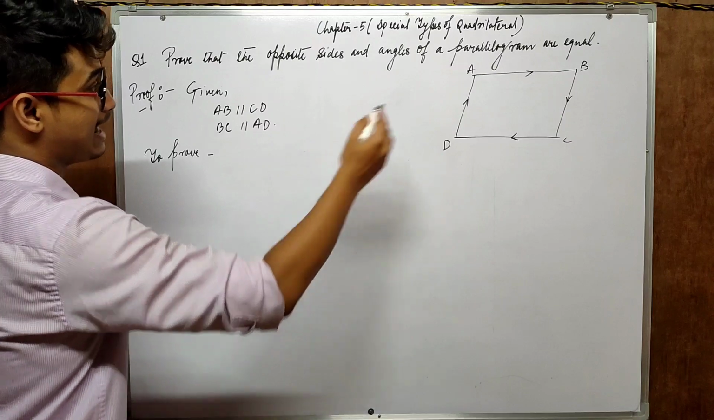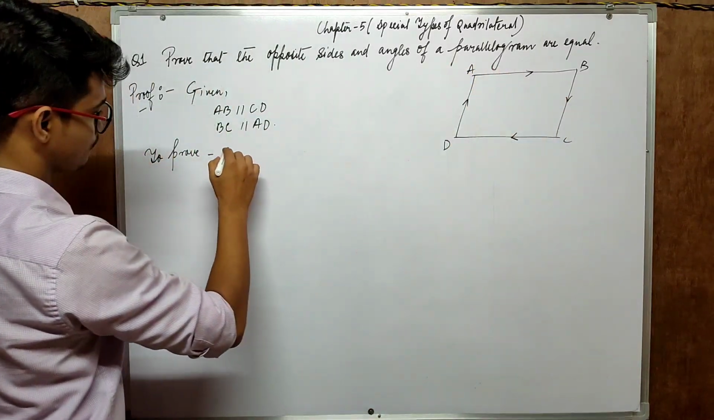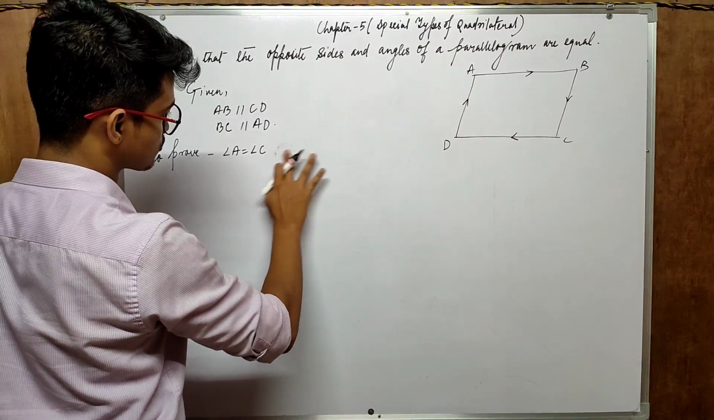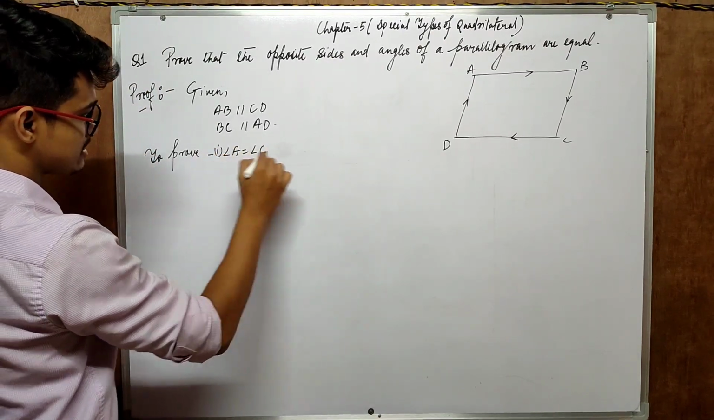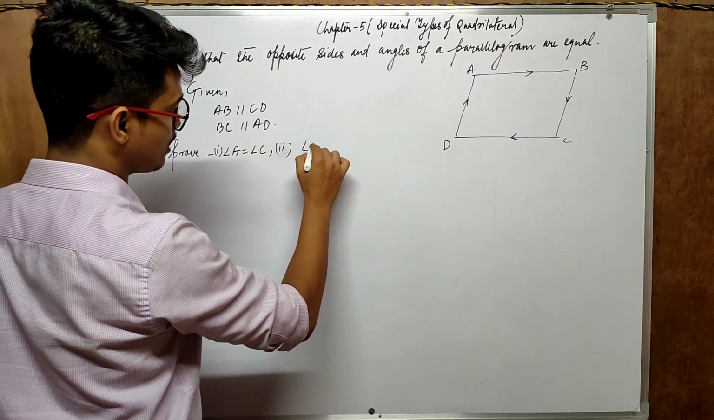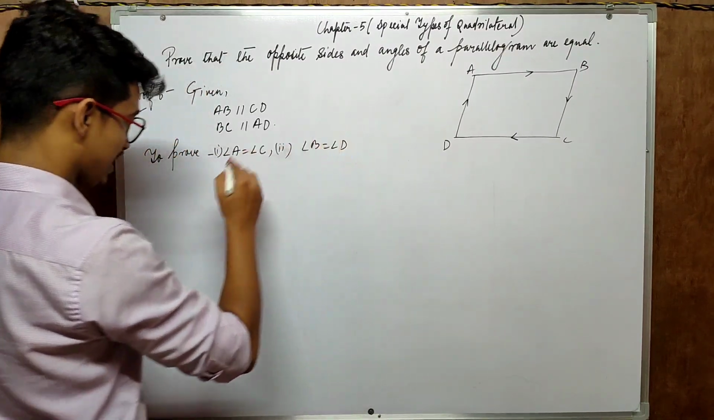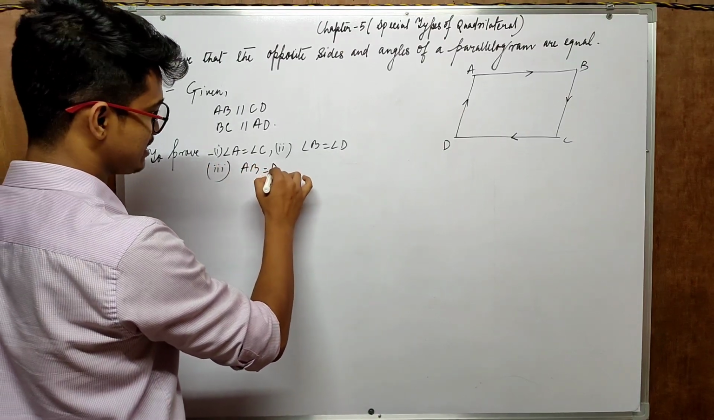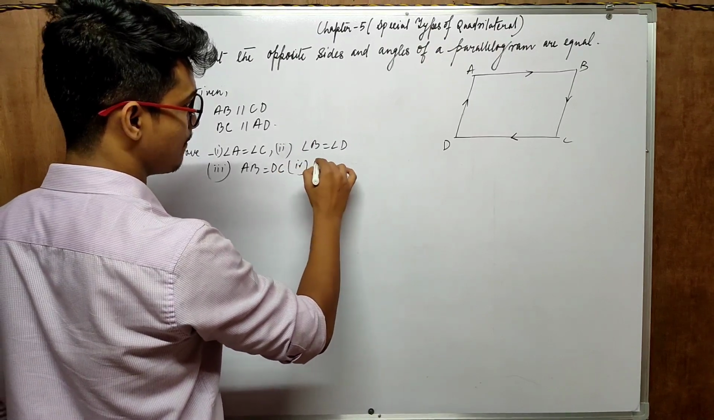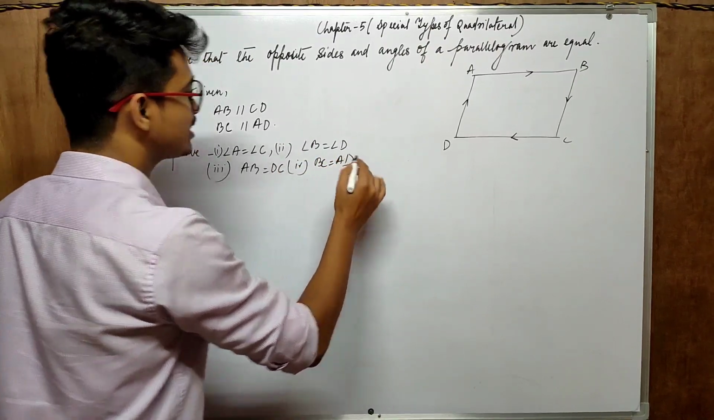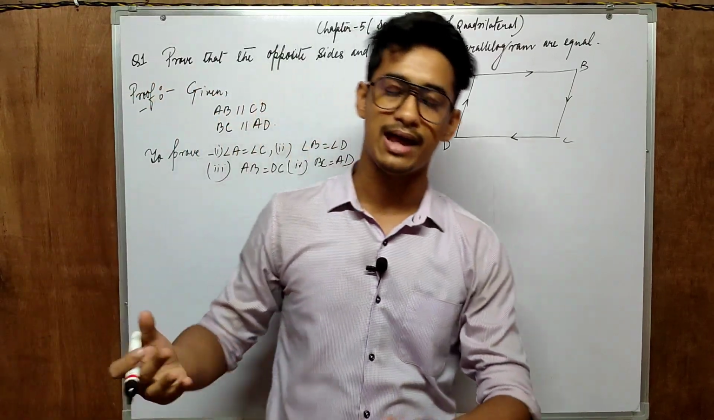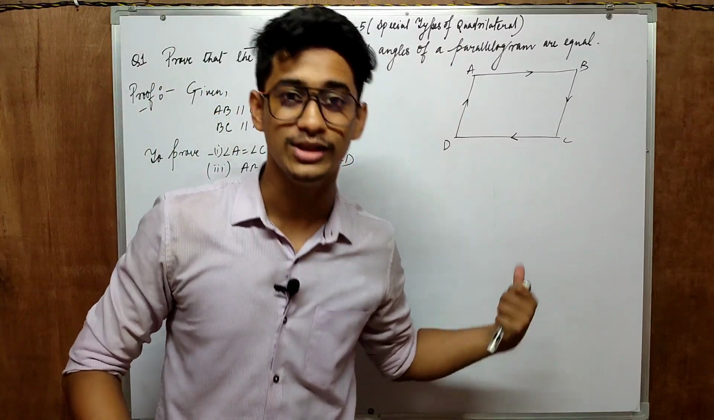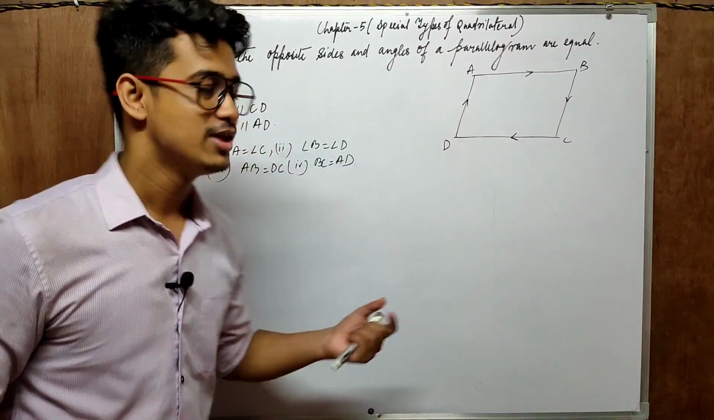We have to prove angle A equal to angle C. This is the first one. Second one will be angle B equal to angle D. Third one is the opposite sides, that is AB equal to DC. And fourth is BC equal to AD. Now in the properties of parallelogram, I have already told you that these are applicable. Now we have to prove that these statements are true. So how to do that?